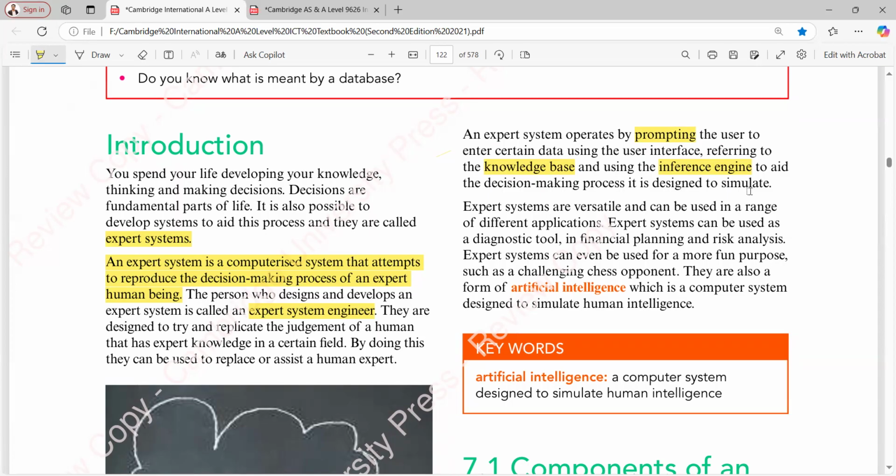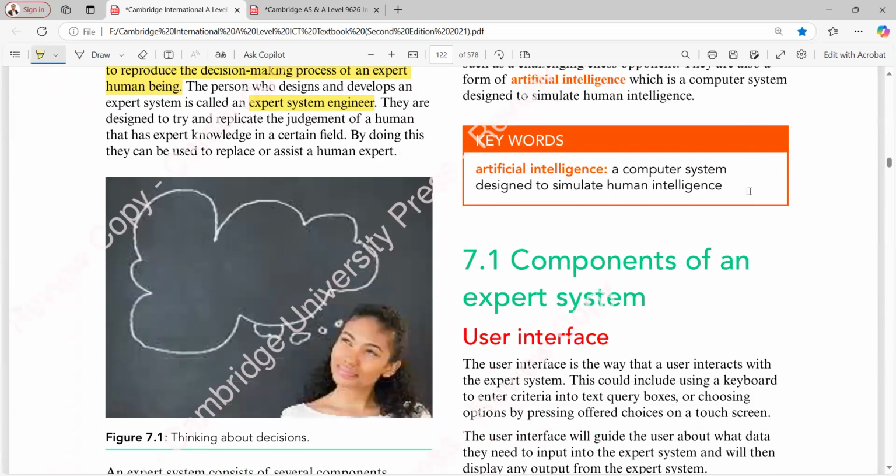So an expert system can be used as a diagnostic tool, in financial planning, and in risk analysis as well. Expert systems can also be used for more fun purposes, such as challenging chess opponents. They are basically an example of artificial intelligence, but they are more likely to simulate the human decision making process. Artificial intelligence, the definition is simple. You can check it right here.